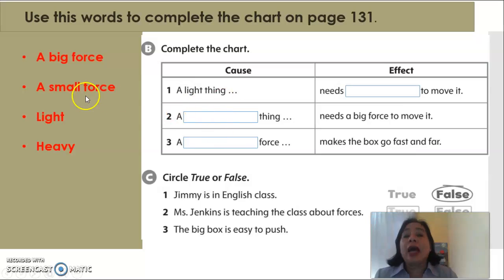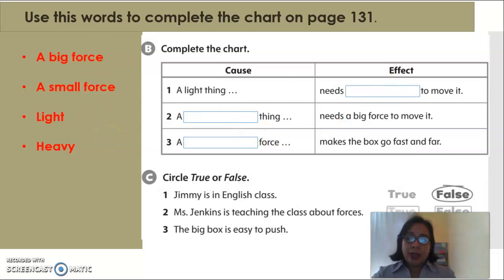Number 2, it says a thing needs a big force to move it. And the number 3 says a force makes the box go fast and far. So right here you have 4 answers. A big force, a small force, light and heavy. You will have to complete the causes and the effects with these vocabulary words, okay?